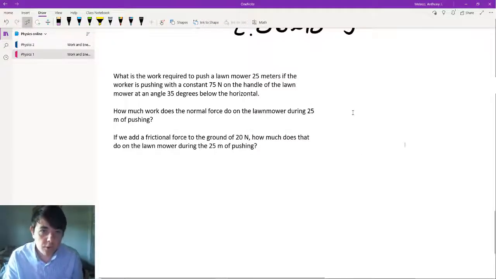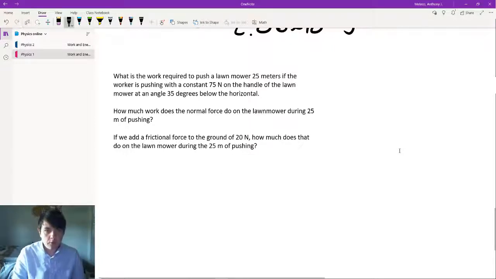What is the work required to push a lawnmower 25 meters if the worker is pushing with a constant 75 newtons on the handle of the lawnmower at an angle 35 degrees below the horizontal? That's step one. Then we want to know how much work the normal force does on the lawnmower during 25 meters of pushing. And then if we add a frictional force from the ground of 20 newtons, how much work does that do on the lawnmower during the 25 meters of pushing?